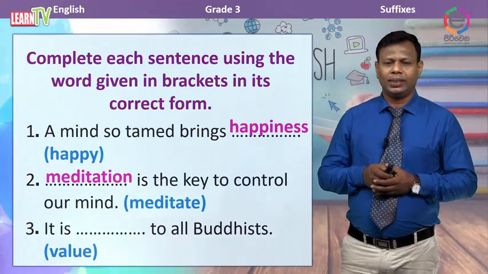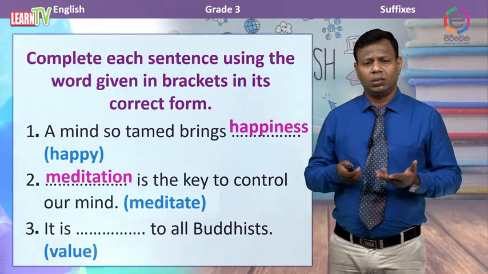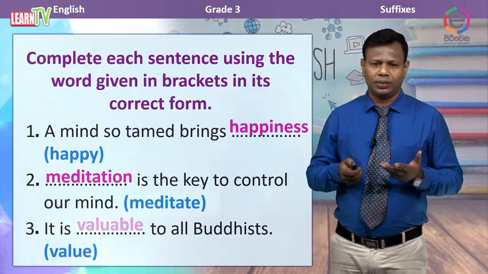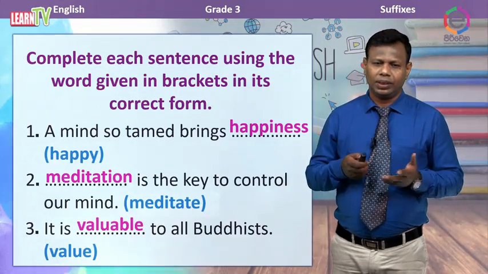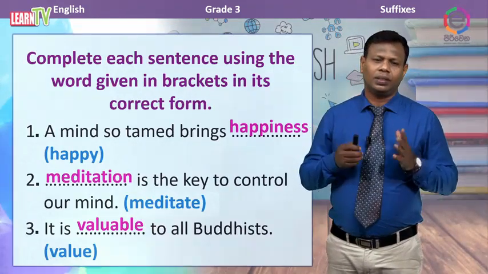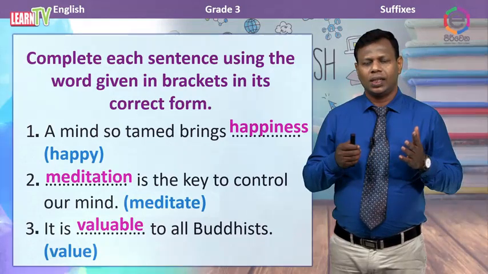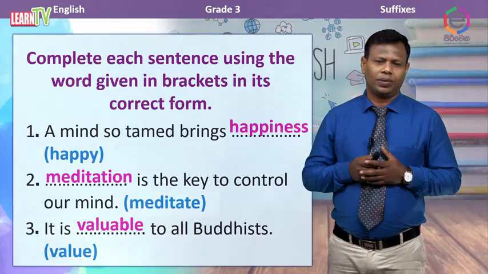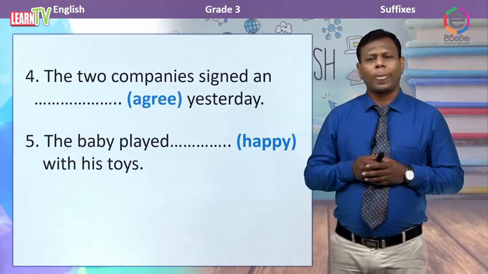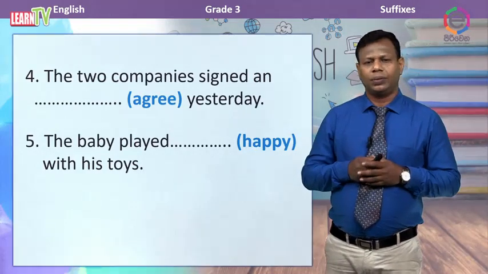Third one, it is to all Buddhists. It is value, drawn. Then it is valuable. It is valuable. We should use a complement, then complement is an adjective, valuable, right. Two more questions you have to do.